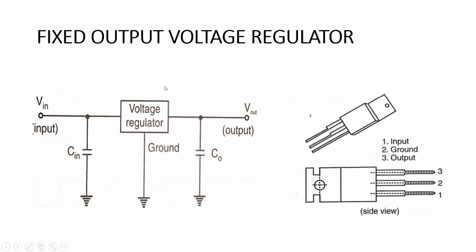This is the fixed output voltage regulator. It has an unregulated DC input Vin applied to one input terminal and a regulated output DC voltage V0 from the second terminal, and the third terminal is connected to ground. This is the fixed output voltage regulator. You can see here.